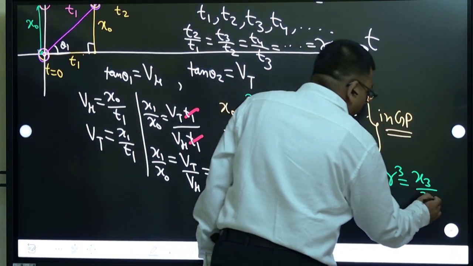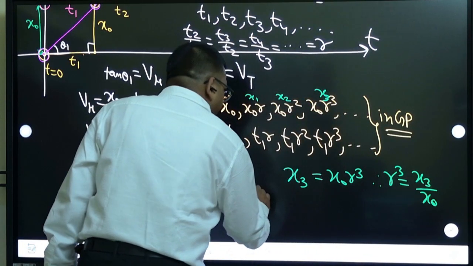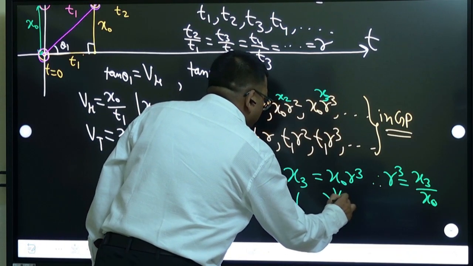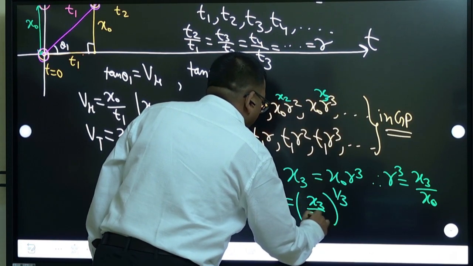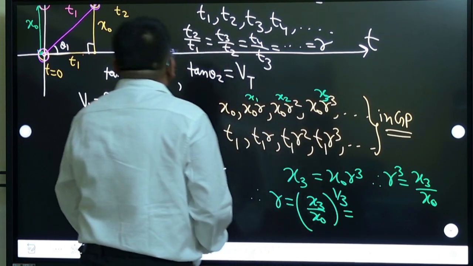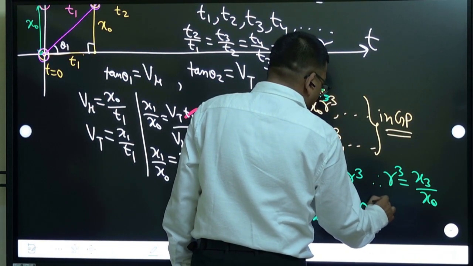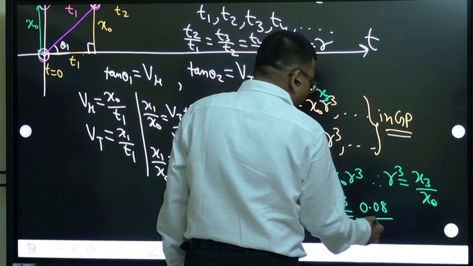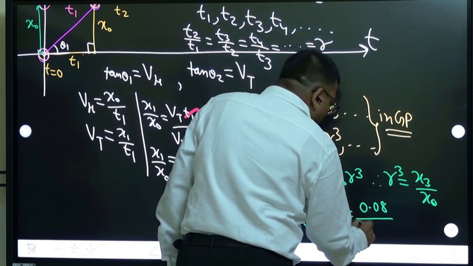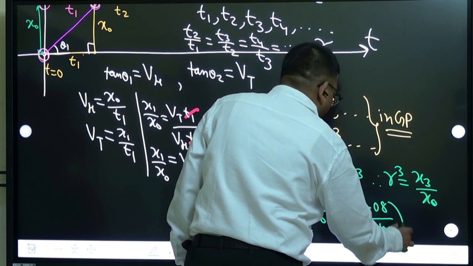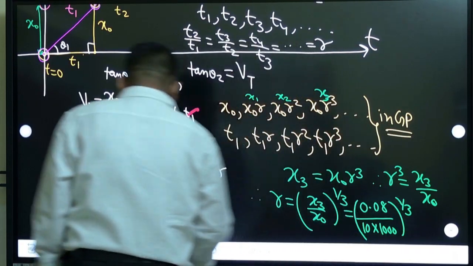Now let us substitute the values. So r becomes the cube root of x3 by x naught. x3 they have given in the question as 0.08, and x naught is 10 kilometer. Let us keep it in meter, so 10 kilometer means we will take 10,000. So solve this. What is our?